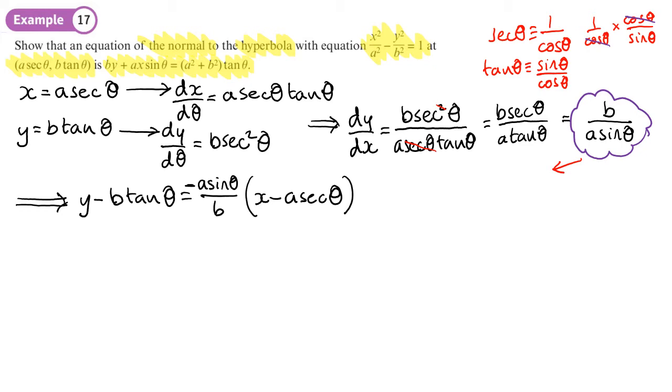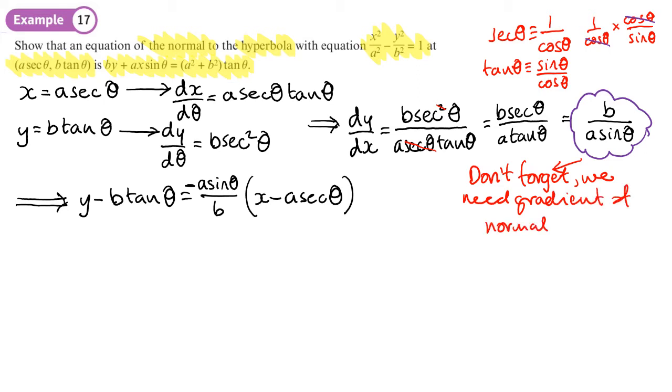So don't forget, like I did, we need the gradient of the normal, and the gradient of the normal is going to be negative a sin theta over b. Okay, so let's make this a bit better. So I've got a bit more space to put my negative sign in. So negative a sin theta over b. Okay, so from here we'll multiply everything by b.